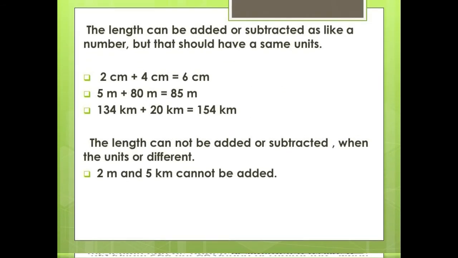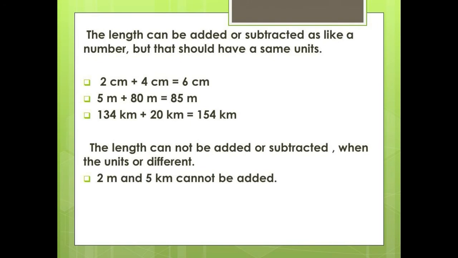See here, for example, 2 meter and 5 kilometer cannot be added because in 2 we have meter and in 5 it is a kilometer. This we should not add. The same way, 5 centimeter and 4 meter cannot be added because it is a centimeter and this is a meter. If we have same units, we can add. If you don't have same units, we should not add.